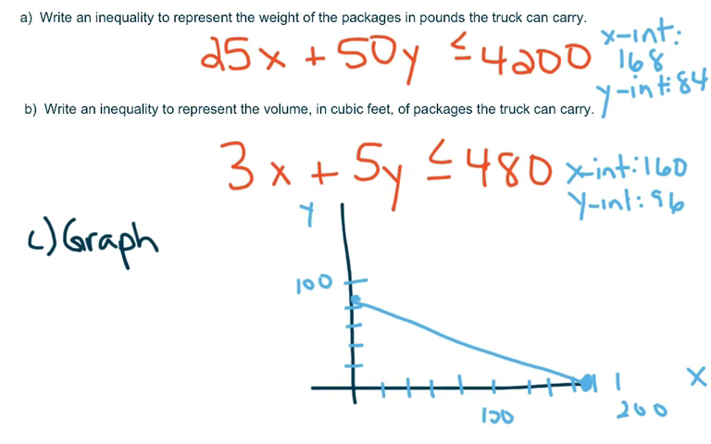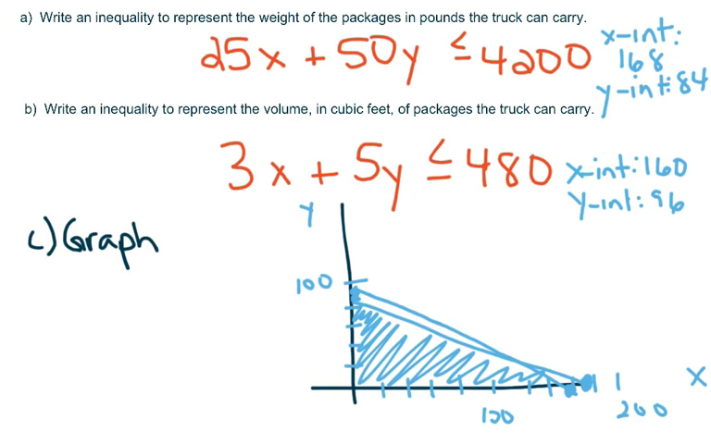We connect the dots, the shading is underneath. The second inequality has an x-intercept of 160, which is awfully close to that, and a y-intercept of 96, which is awfully close to that, and they're mostly on top of each other. The shading is going to be down here.